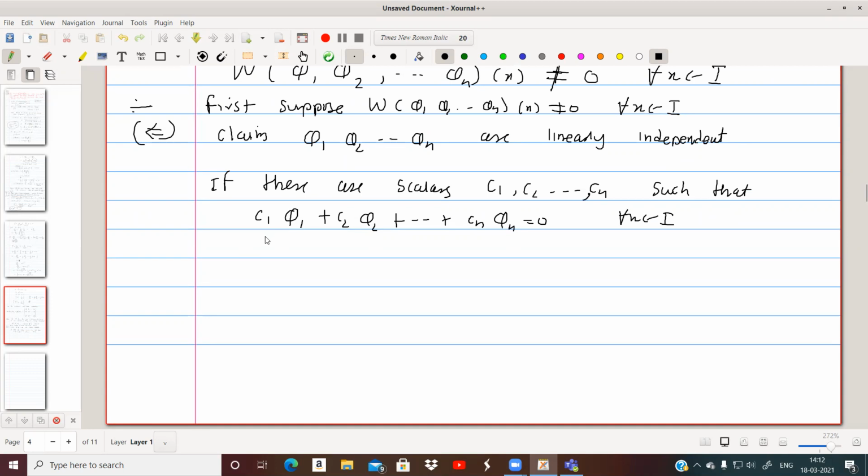Now what do we do? We differentiate this n minus 1 times. On that, I will write the next equations. C1 phi 1 dash plus C2 phi 2 dash, just differentiating, and these Ci's are constants. Phi n dash. This is going to be the second time differentiating.